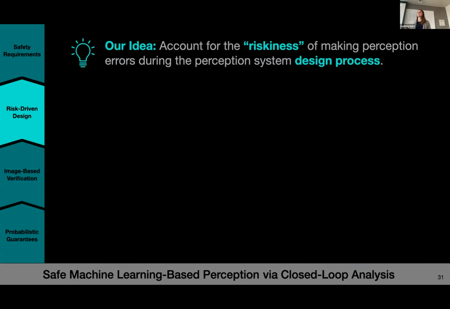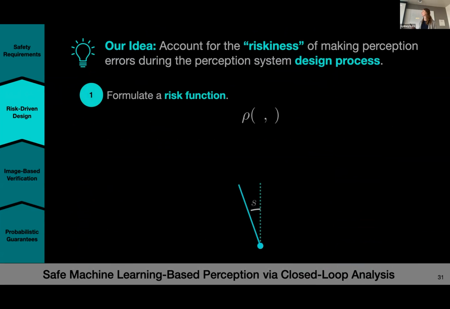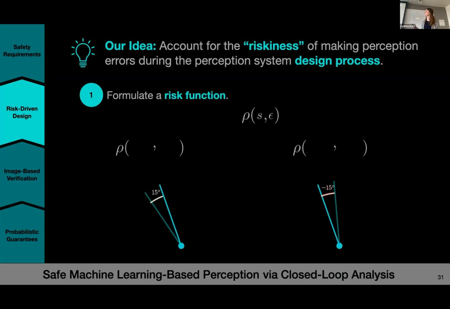The way that we propose to do this involves two steps. The first is to formulate a risk function, which we'll call rho, that takes in the true state of the system, along with a perception error epsilon, and then it outputs a value related to the riskiness on closed loop safety of making perception error epsilon in state S. So for example, for the pendulum problem, it will output a higher value for the more risky error.